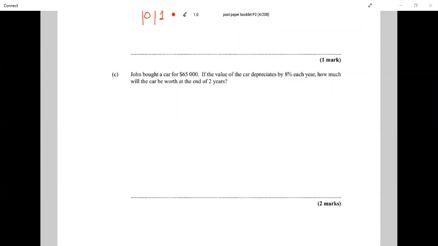Now, when something depreciates by 8% each year, what that is saying is that every year it loses 8% of the value it had at the start of the year. So whatever is the value at the start of the year, by the end of the year, the value of the item is going to be 8% less. So let's look at year 1. In year 1, the initial value is $65,000.